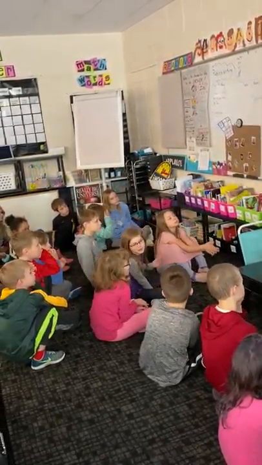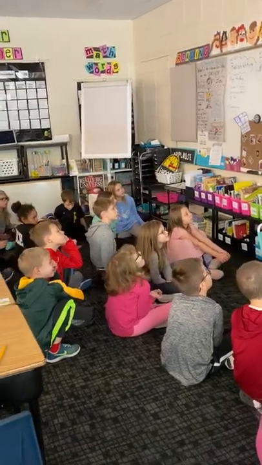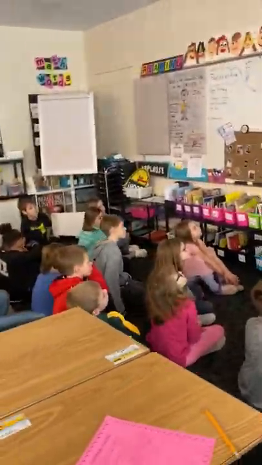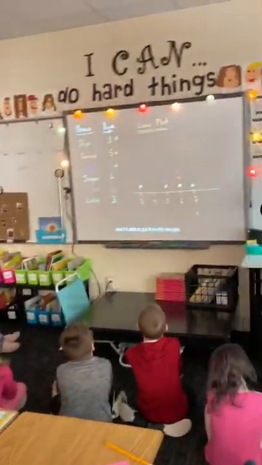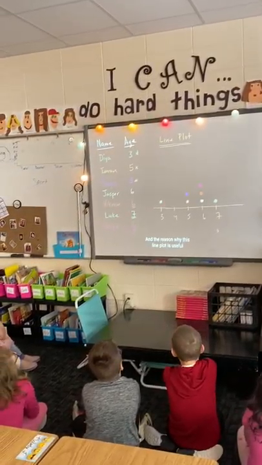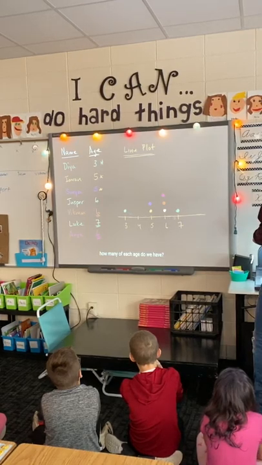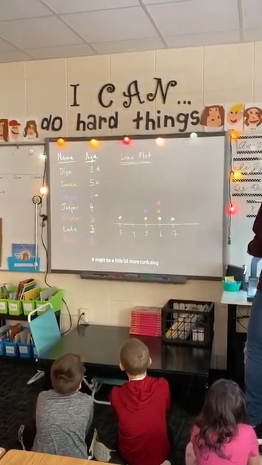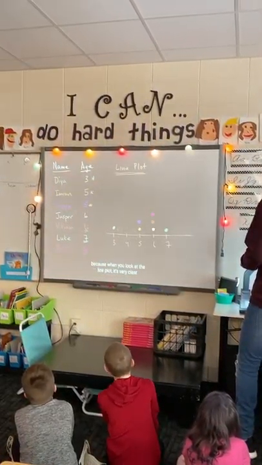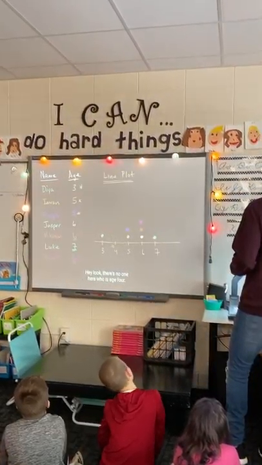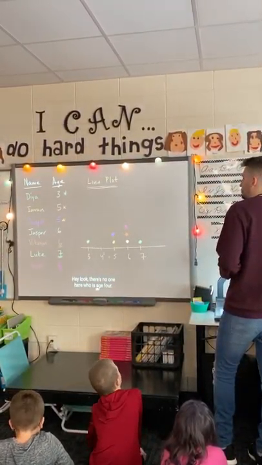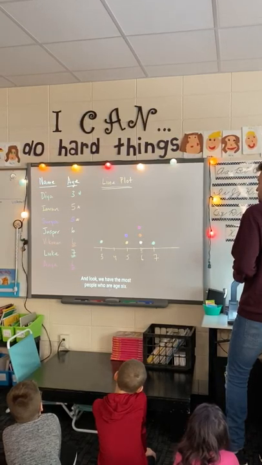So just like that, I was able to take all of the data that I have in this table and put it on this line plot. And the reason why this line plot is useful is it helps us look at how many of each age we have. It might be a little bit more confusing to just look at the table. Because when you look at the line plot, it's very clear. Hey, look, there's no one here who is age 4. And look, we have the most people who are age 6.